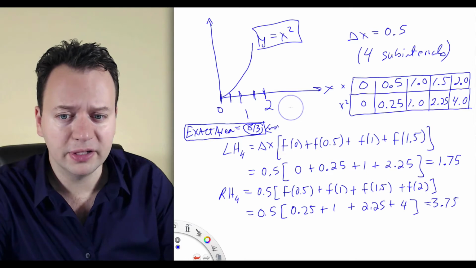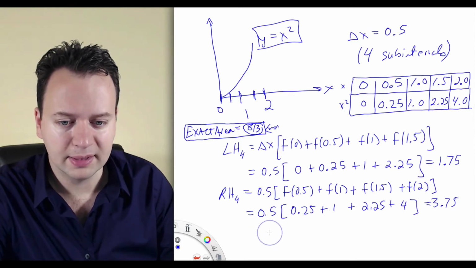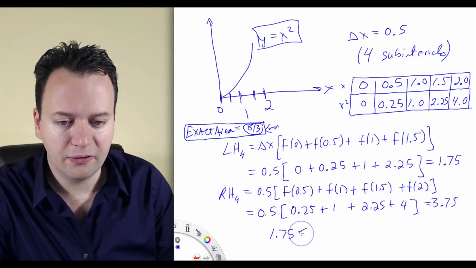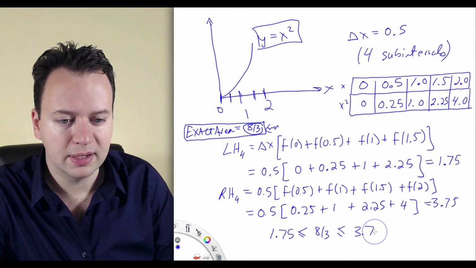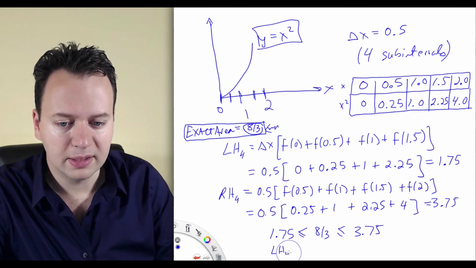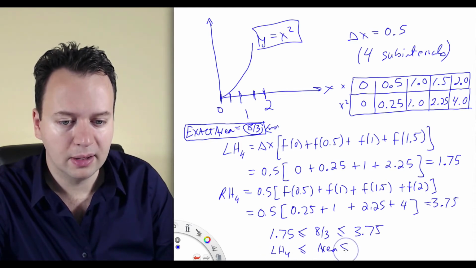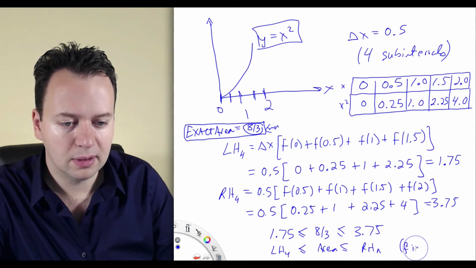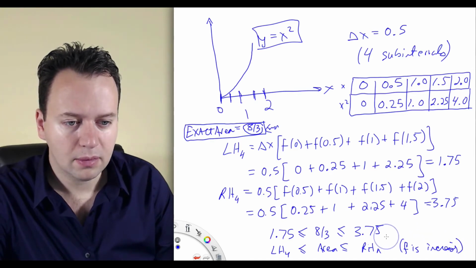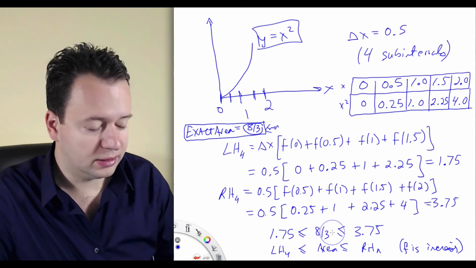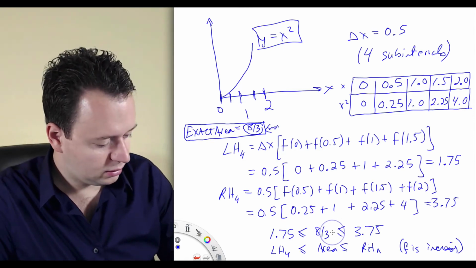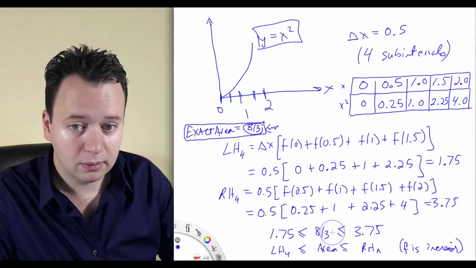Notice that this is an increasing function in that the left-hand Riemann sum is definitely less than the exact area, which is less than the right-hand Riemann sum. So the left-hand Riemann sum was less than the exact area, less than the right-hand Riemann sum. So f is an increasing function. So that's the left and the right-hand Riemann sum for this particular function.